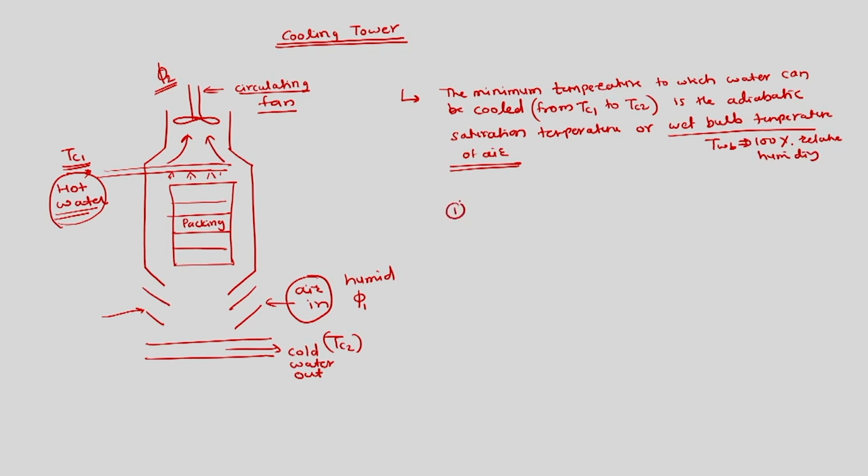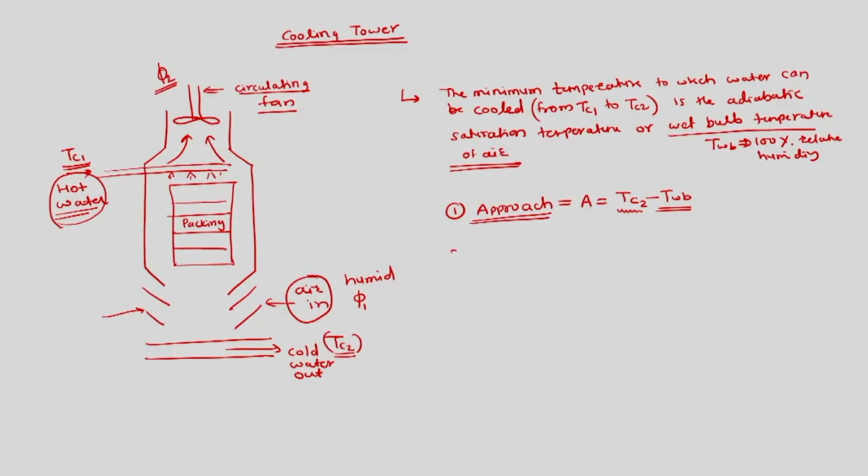So there are certain concepts for the cooling tower, and the first concept is called approach. Approach of the cooling tower is called A, and that is equal to TC2 minus TWB. This is the temperature of the cooling water at the exhaust of the cooling tower after the process of cooling, minus TWB, which is the wet bulb temperature corresponding to phi equal to 1. This is called the approach of the cooling tower.